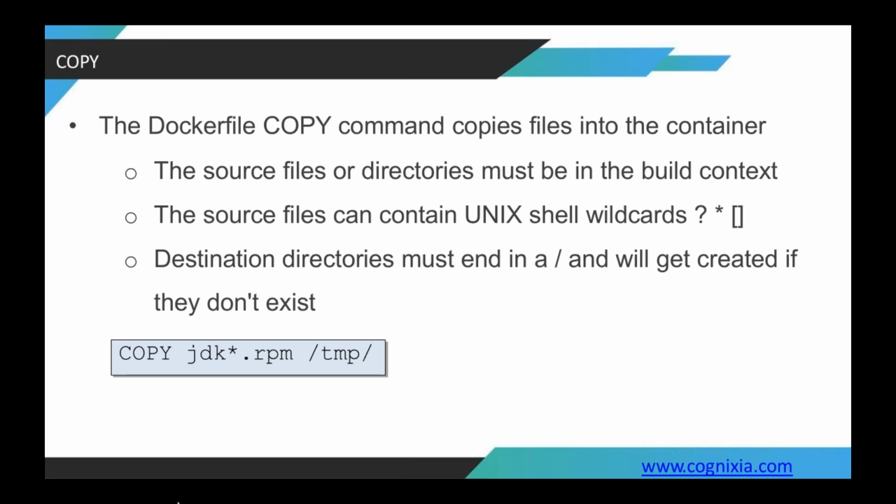Another thing is you can use a regex inside the copy command, like we are using the star. It basically says JDK followed by anything ending in .rpm. This is what this command means. So it's going to copy this RPM of JDK inside the Docker container, and then we can run that command inside the Docker container.